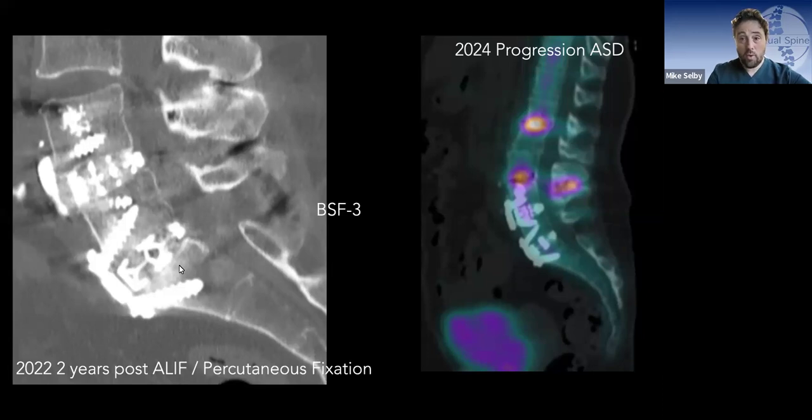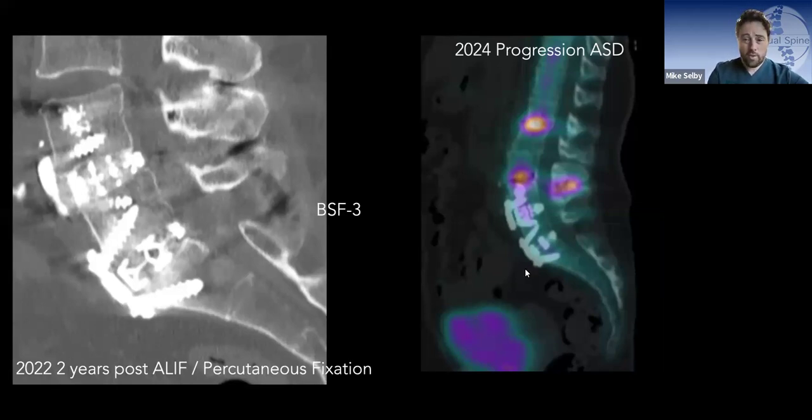Now, she came back in 2024 with progression of her already present adjacent segment disease. And to be fair to myself, she already had changes through L3-4, L2-3, and L1-2 before I even did this. We just focused on her most problematic segments with neural compression at that stage.